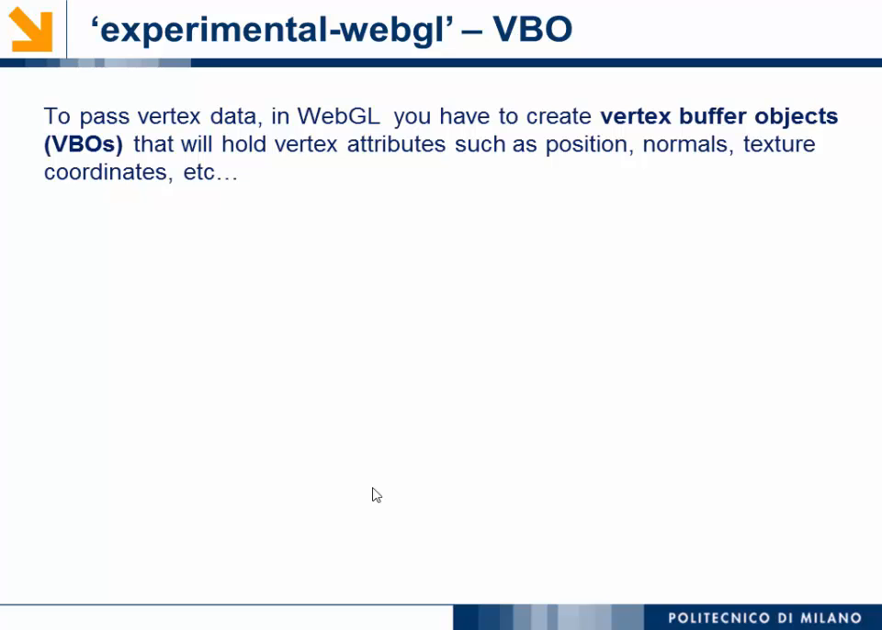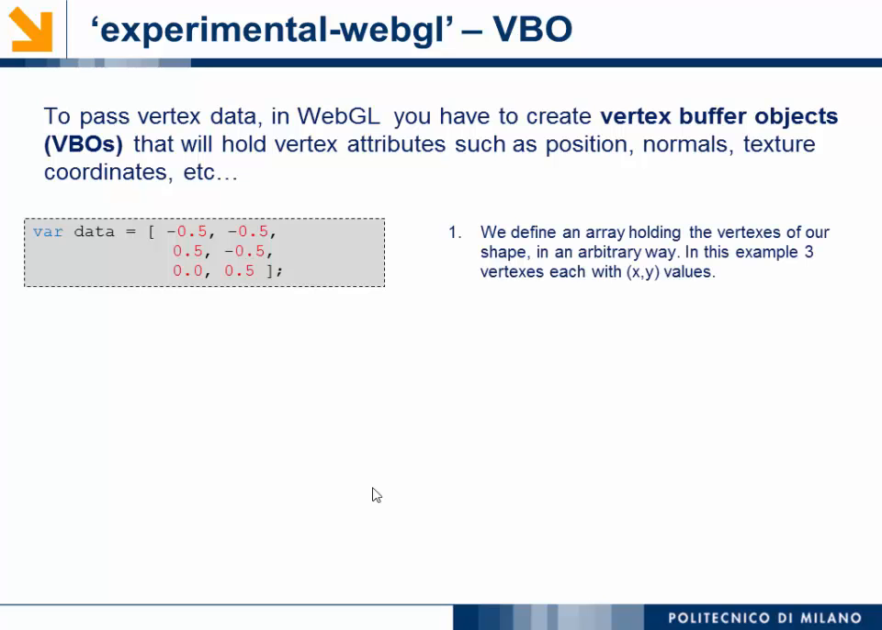Then you can have a normal that specifies the direction of the triangles created using that vertex. If there are texture coordinates, if you want to paint with color, etc. So, for example, if we want just to draw a triangle in 2D, we can just provide as data 6 floating point numbers.